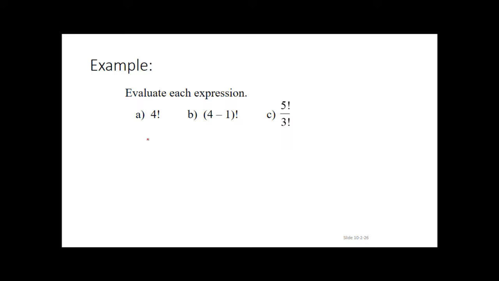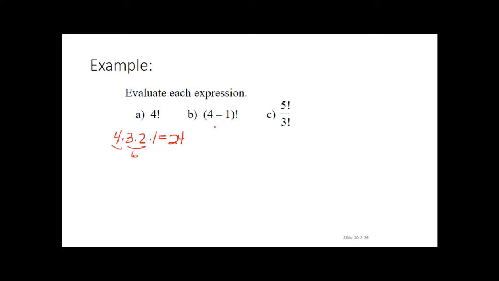I'm going to write them out by hand here just to be clear. So 4 factorial, you can calculate on your calculator, but it's 4 times 3 times 2 times 1, which is 4 times 6 or 24. So if you type in 4 factorial on your calculator, you should get 24.